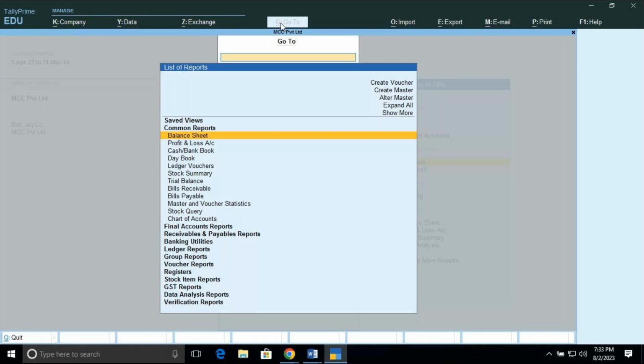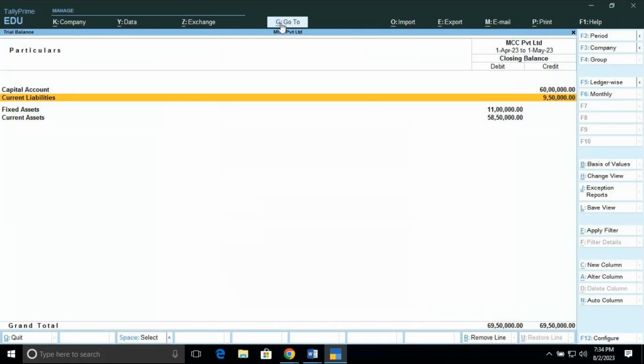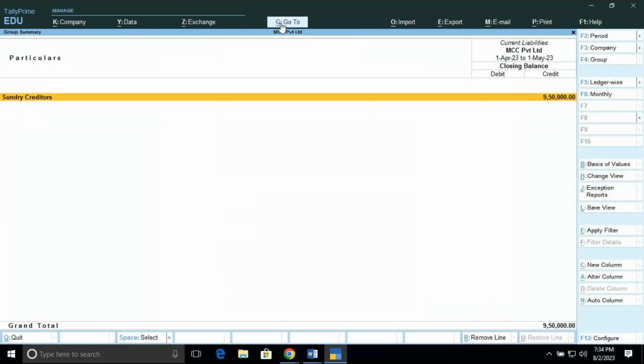You have to recall your accountancy. Go to trial balance, you'll get it. After all, what is a trial balance? Trial balance shows the list of ledger balances. That's what a trial balance is. Enter. Current liability. Press the cursor on current liability. So there is sundry creditor. In that there is only one, Alpha Traders, 9 lakh 50. Getting it, all of you?